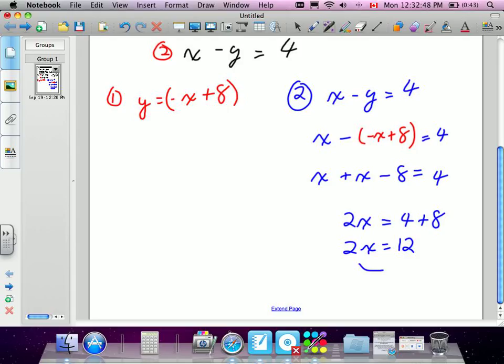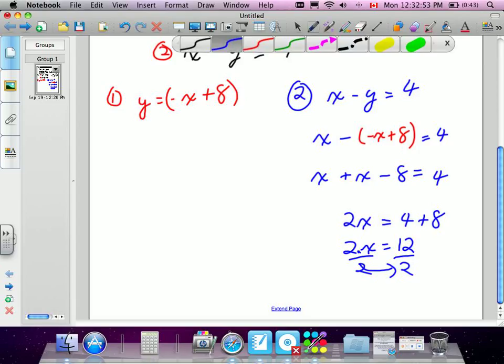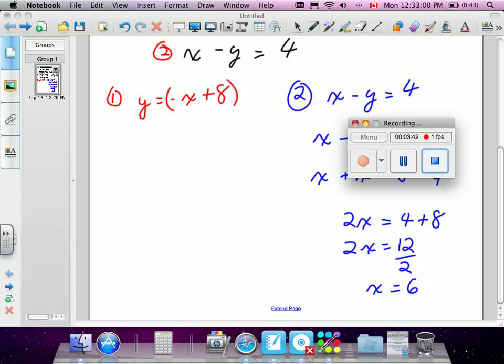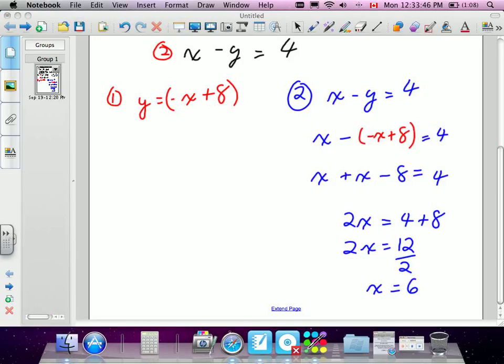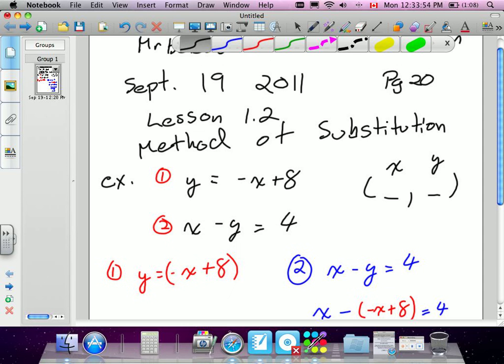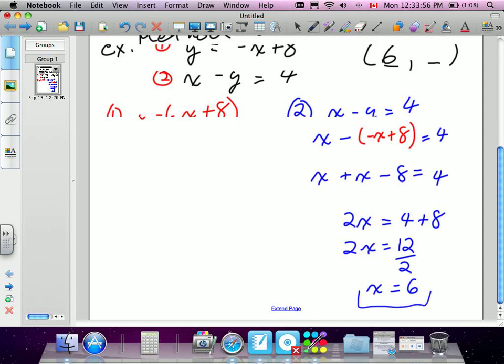And finally, I need to move the 2 to the other side. And because this is multiplication, I need to divide both sides by 2. So I divide this by 2. And I get x is equal to 6. Okay, now what I've done is I've solved for x. So I have the x coordinate for the point of intersection. So I can put that in. X is 6. I know that value.